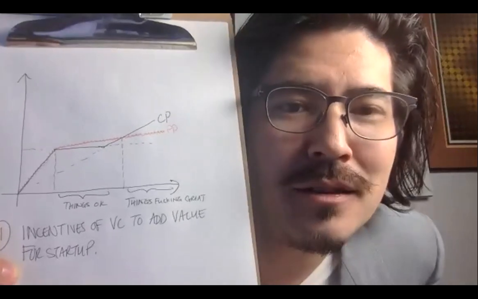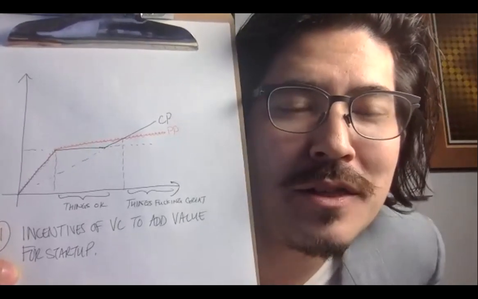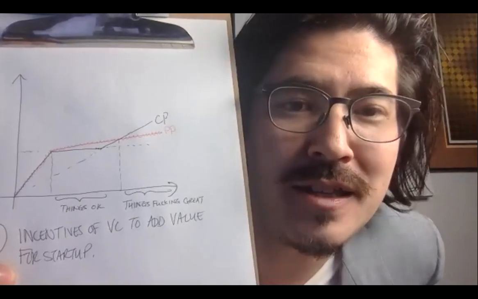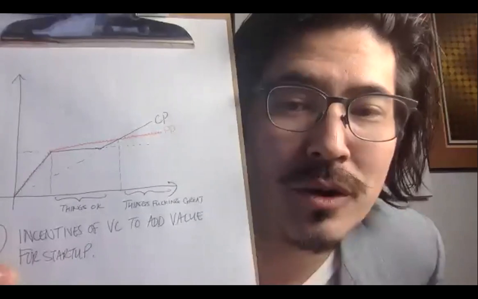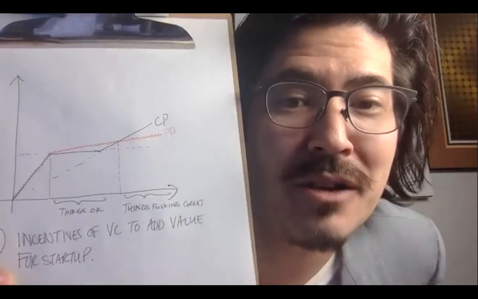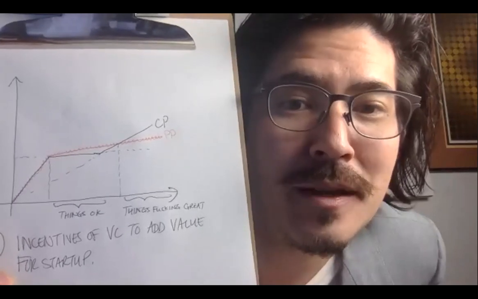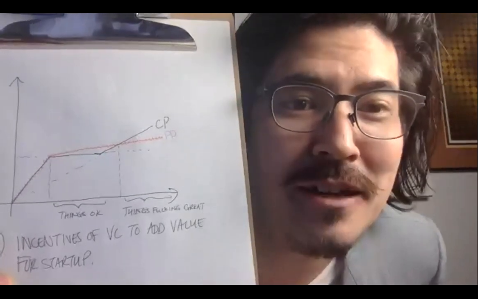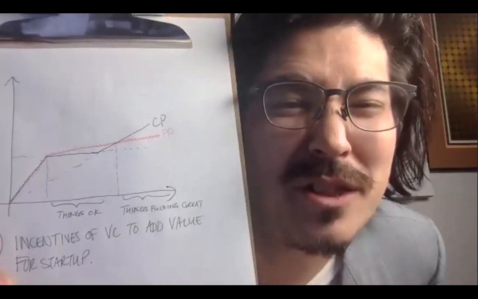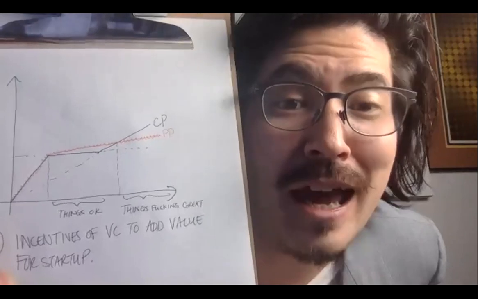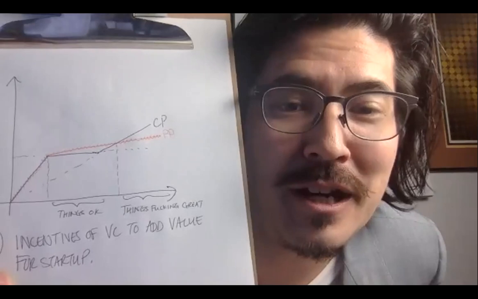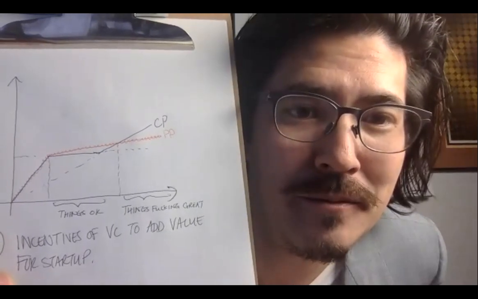Well, when we think about that, then all of a sudden, maybe we want to think about what kind of VC are we raising money from? Is this a VC that helps me when things are going okay? Or is this a VC that really shines when things are going great? If it's a VC that really shines when things are going great, maybe I should sell them CP. And if it's a VC that helps a little bit more at the margin when things are going okay, then maybe I should sell them PP, participating preferred. You guys see what I'm saying?